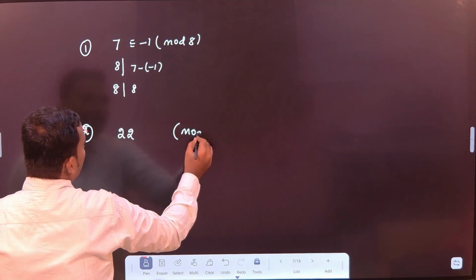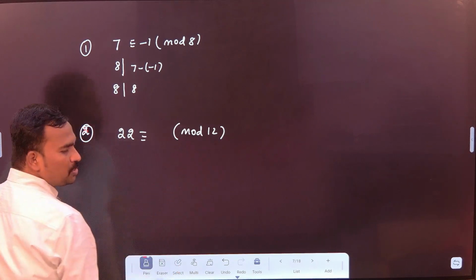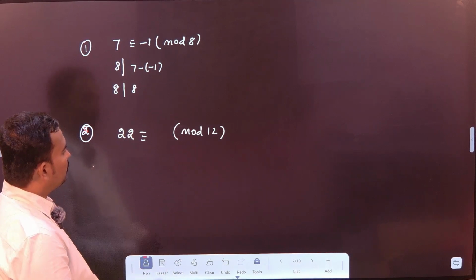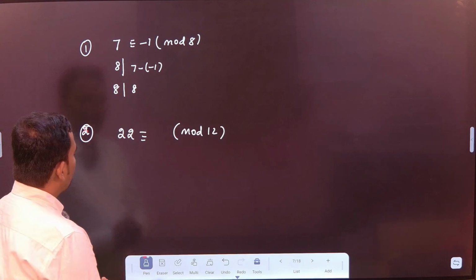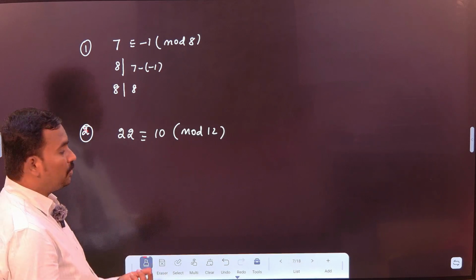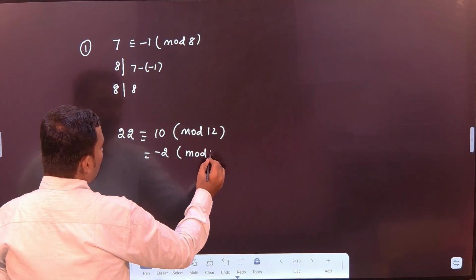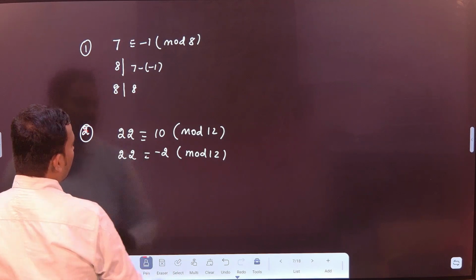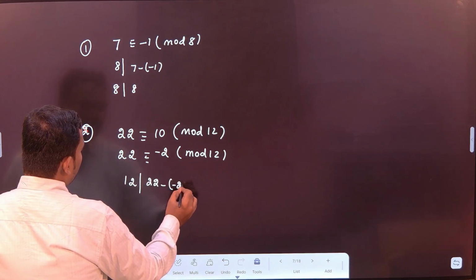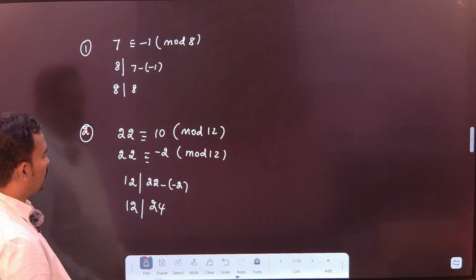Let us take the second one. When you divide by modulo 12 hours, you know what the railway time is: 22. When you divide by 12, 2 times 12 is 24, but 1 time 12 is 12, and 10 is the remainder. When you write the negative remainder, we can say -2 also. Why is it true? Because 22 minus (-2) is 24, and 12 divides 24, right? Yes, true.